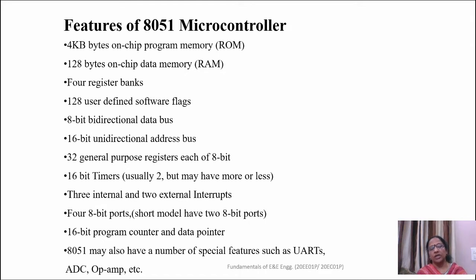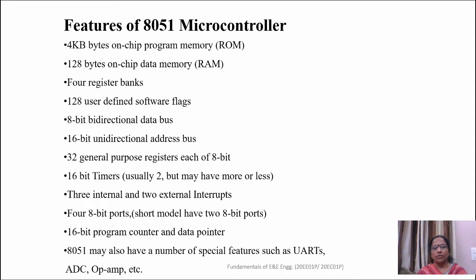Then it contains 16-bit timers. Usually 2 are there, but it may have even more or less. Normally 2 16-bit timers are there in 8051, but sometimes there are more than 2. And then it contains 3 internal and 2 external interrupts, and it contains 4 8-bit ports.